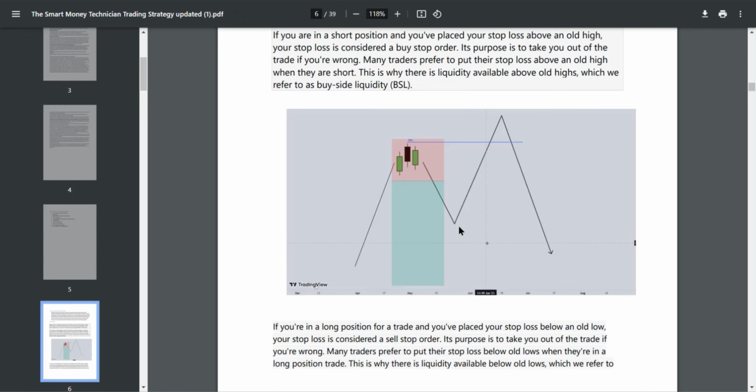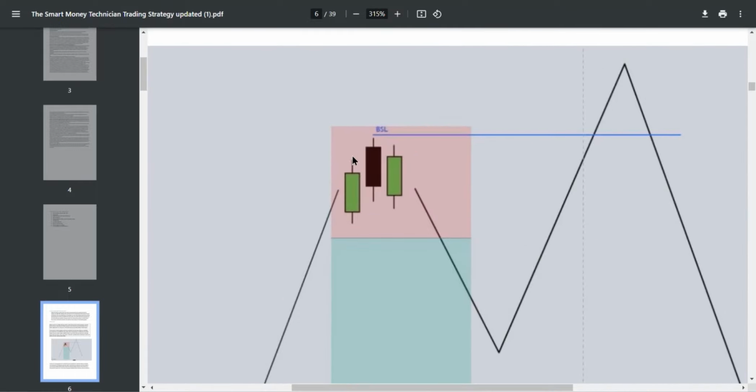We're going to say that a trader over here saw that the market was going to sell, or they believed that the market would sell at that specific time, and they sold the market. And then they placed their stop loss above a high. That is important. They placed their stop loss above a high.